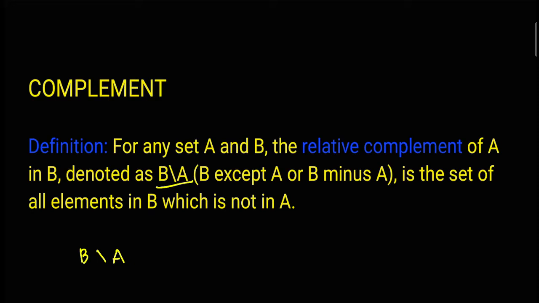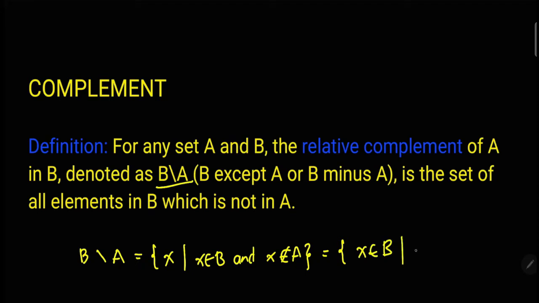So in symbol, we write that to be the set of all objects X such that X is in B and X is not in A. Or we can also write it this way. All element X in B such that X is not in A. So this is all the elements in B that are outside A. So that's why we call it a complement of A in B.